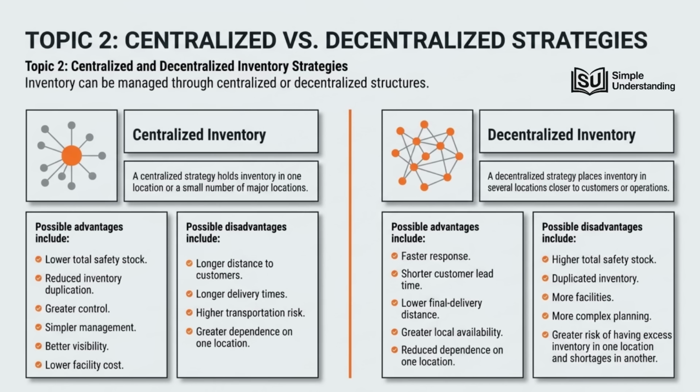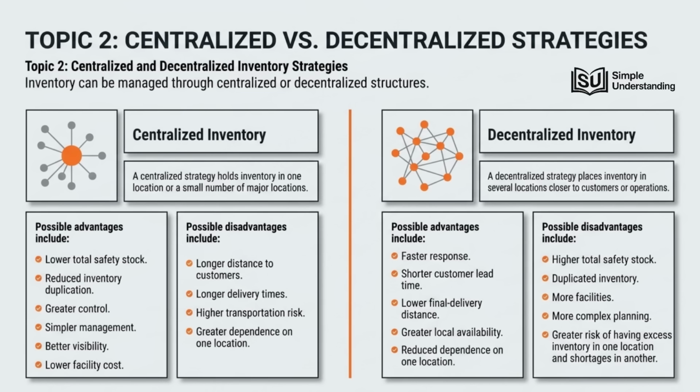Possible disadvantages include longer distance to customers, longer delivery times, higher transportation risk, greater dependence on one location. Decentralized inventory: a decentralized strategy places inventory in several locations closer to customers or operations.